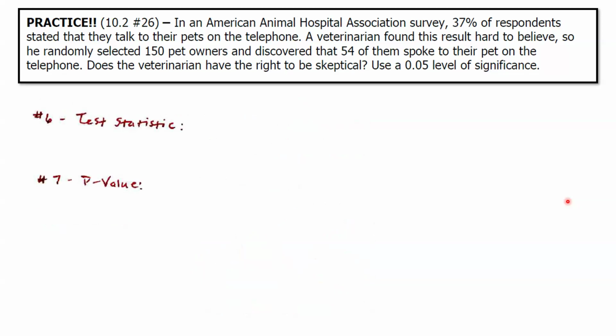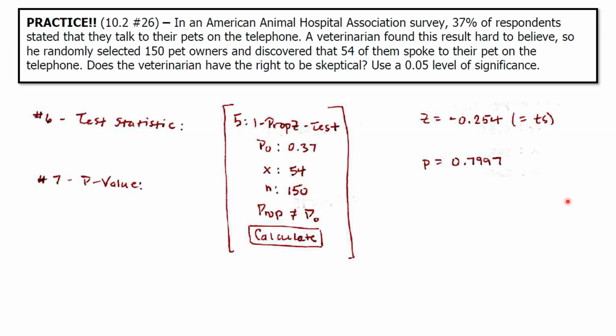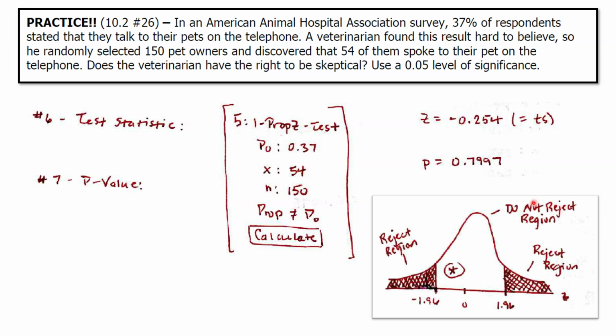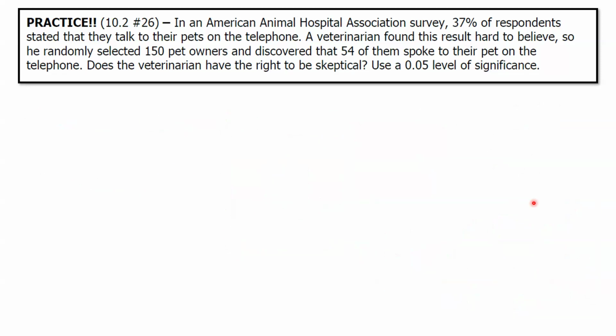Then you performed your one prop z-test where you found your test statistic and your p-value. Okay, so for your test statistic, you would have gotten negative 0.254, and for your p-value, 0.7997. So you would then take your p-value and compare it to alpha, and your test statistic, you would identify it on the image you created for step number 5. You would see that it would land in the do not reject region. So now that you have this information, you can now make your decision.